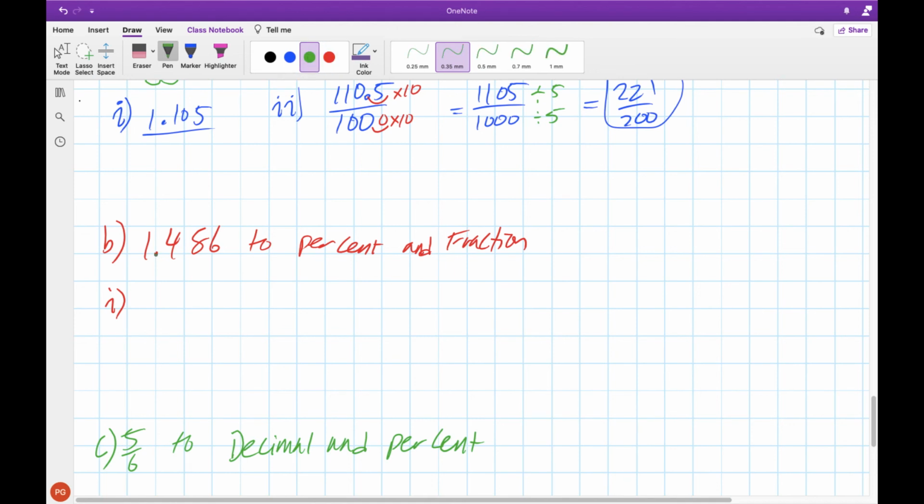For question B, decimal to percentage is super easy. Again, we're just moving our decimal place, but now in reverse. So this would be 148.6%.